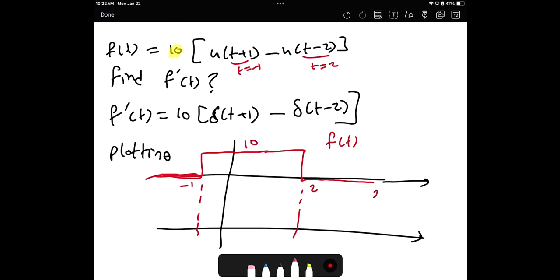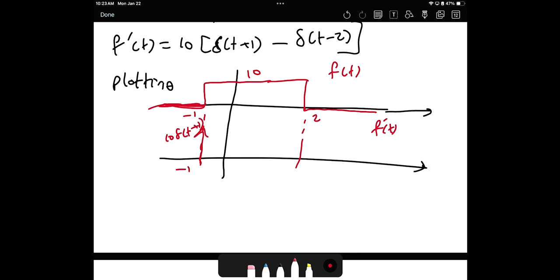Now to find the derivative, f bar of t, the derivative of this constant 0, this constant 0, this constant 0, the only thing that remains is the transition, right? So these transitions, this goes up from low to high. This makes the derivative here at negative 1 be 10 delta of t plus 1.